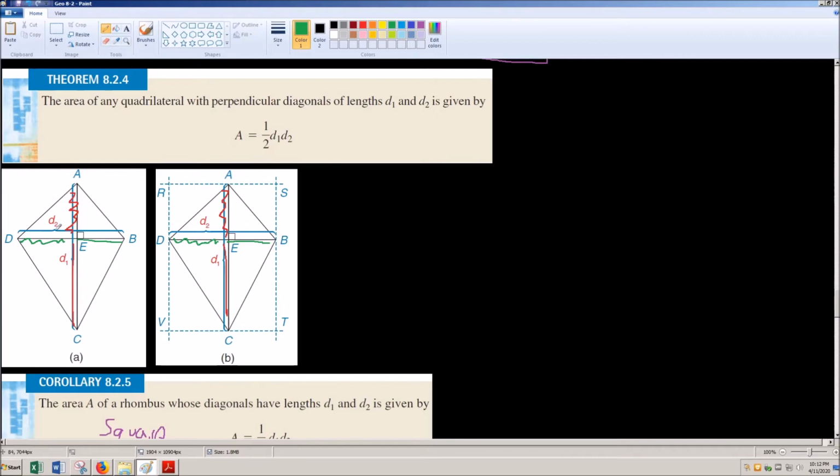If I wanted to talk about this triangle up here, AED, it's going to be 1/2 times DE times AE. And I'm going to add that to this triangle over here, which is going to be 1/2 times AE times EB. But really, instead of doing it as two little triangles, so again, if you want to look at it this way, you can. We can just do the larger triangle.